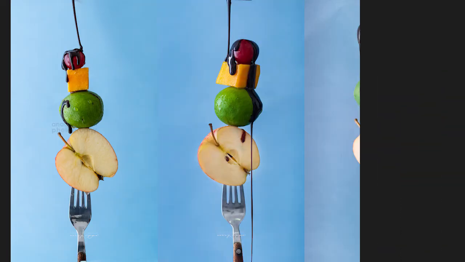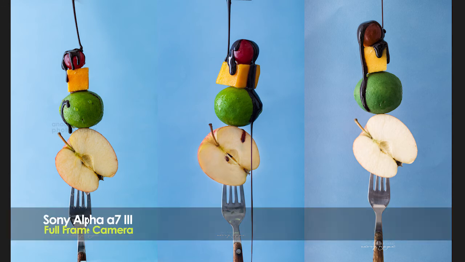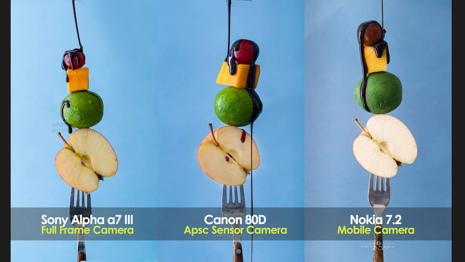People are always worried about quality, people are running behind quality, people are totally confused about selecting cameras and so on. I just want to tell you one thing: photography is an art, so you need to always approach it like that. Before winding up this section, I just want to tell you which image comes from which camera. The first image comes from the Sony a7 III, the second image from the Canon 80D, and the third image from the Nokia 7.2. And this is the answer to your question.